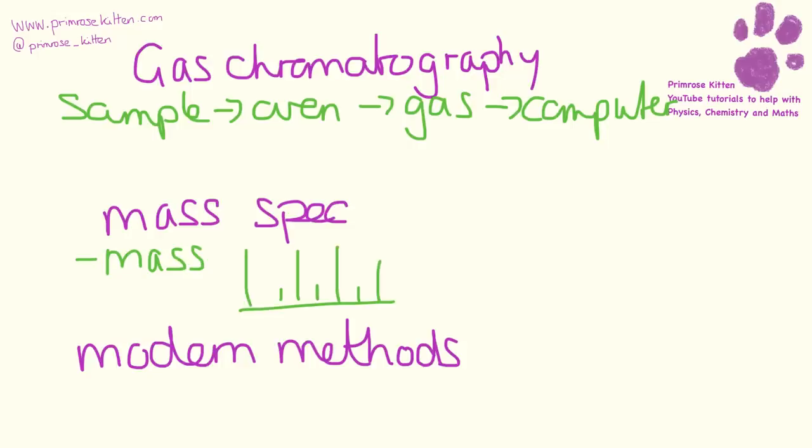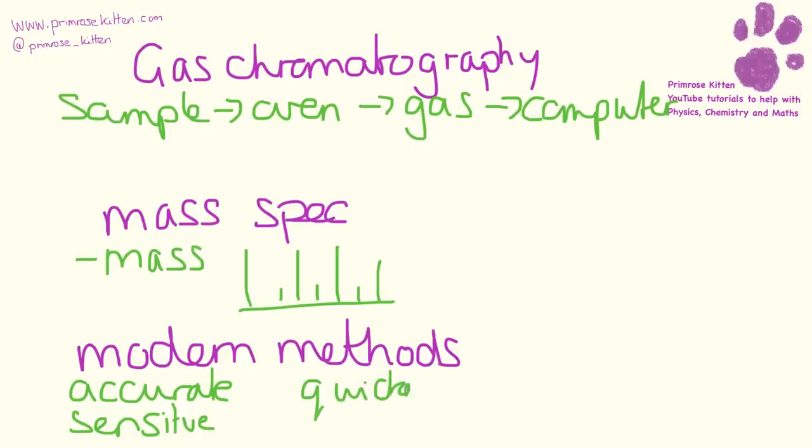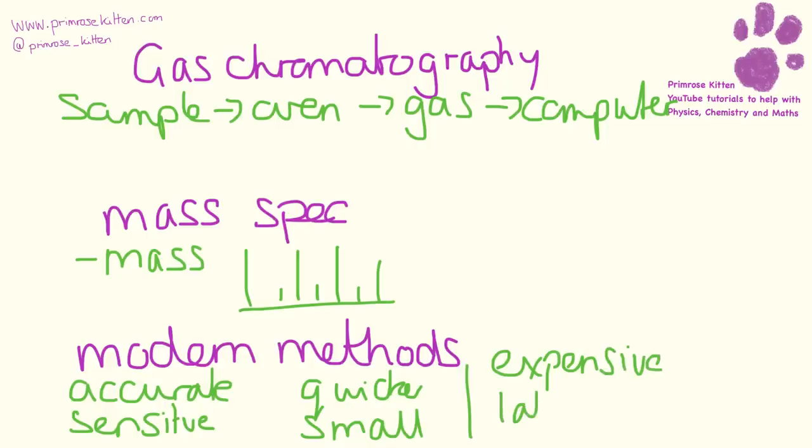Now, these modern techniques are better than previous techniques because they're very accurate. They are sensitive. They are quicker. You can use small amounts, so you don't have to have loads to be analysed. But the disadvantages are that they are expensive, and a special lab needs to do them.